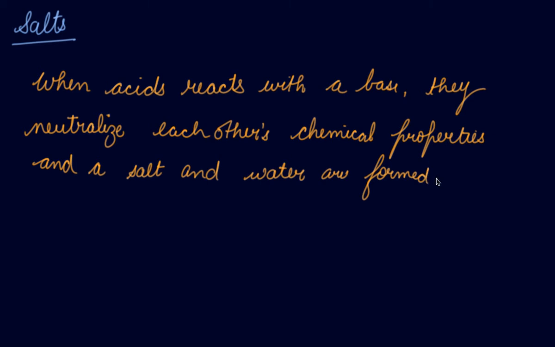Now, for example, when hydrochloric acid reacts with sodium hydroxide, or you can say caustic soda, common salt and water are produced. Now, salts can be acidic, basic, or neutral depending upon their composition. If you have more of acid and little of base, then it will be more acidic. If you have equal amounts of acid and base, then it will be a neutral one. If you have more base and less acid, then it will be a more basic salt. So it depends totally upon the composition.